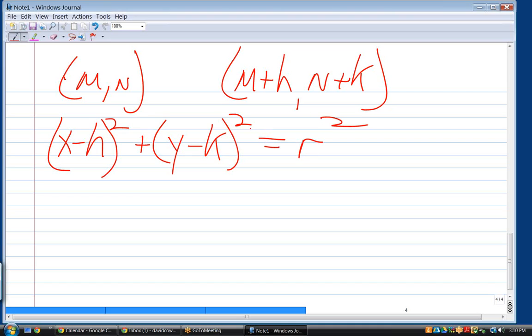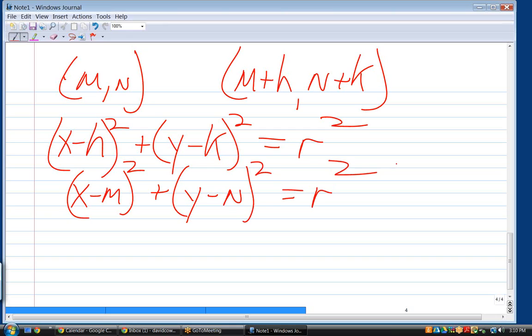Okay, so we're going to go through exactly the same process. We know the center is there. So the first thing I can say is what? (x minus m) squared plus (y minus n) squared equals r squared. Okay. Now, since they've told me that this point is on the edge of the circle, let's plug that in for x, that in for y, and see what we get.